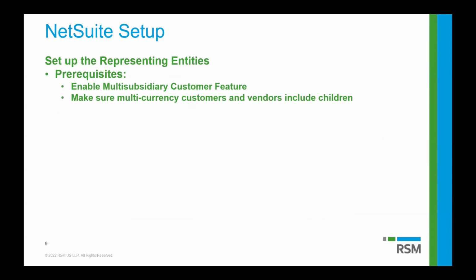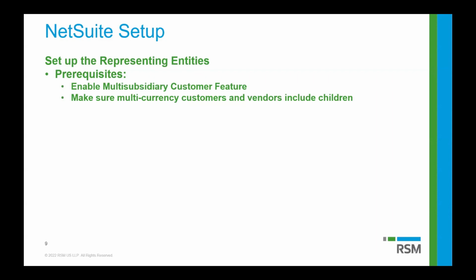So there are some prerequisites to setting up the representing entities. First of all, you must set up the multi-subsidiary customer feature. That is absolutely mandatory, because if you think about it, an intercompany customer by definition will probably represent multiple entities, because multiple entities might be using that as a customer, insofar as you have different entities that interact with each other as opposed to just one entity that is interacting.